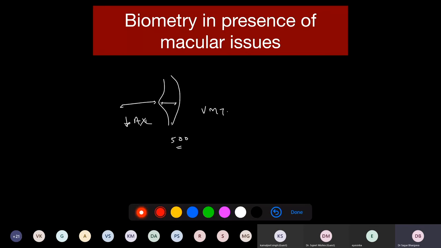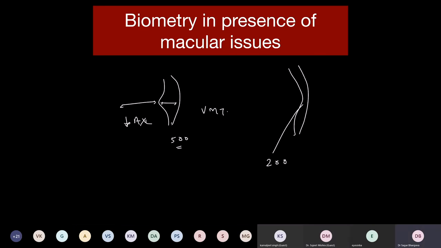Now, what happens if you have certain macular issues like VMT? We all know vitreomacular traction is a condition where there is a traction on the fovea and the thickness increases. So a normal thickness of, say, 200 microns will increase to 500. So you will obviously have a false shortening of the axial length if you are doing an A scan. So in this scenario, you measure the other eye's foveal thickness, and the difference is what is added to the axial length, and you can get the IOL power done.